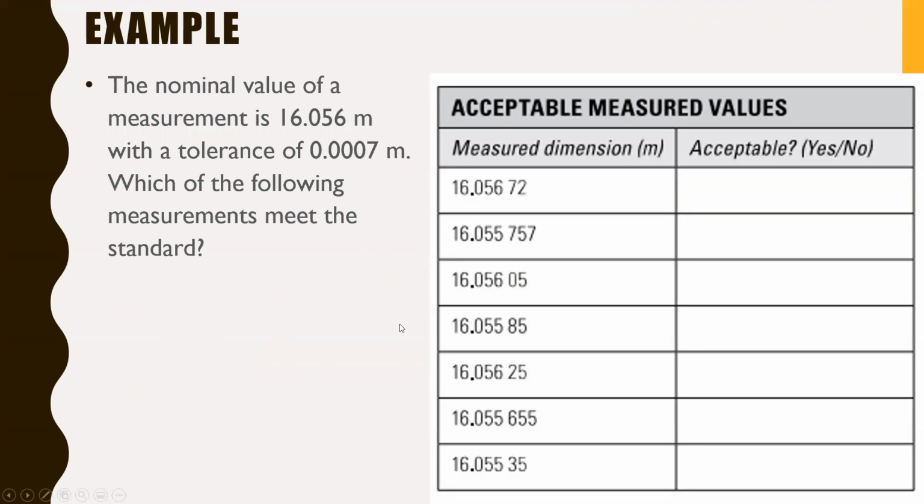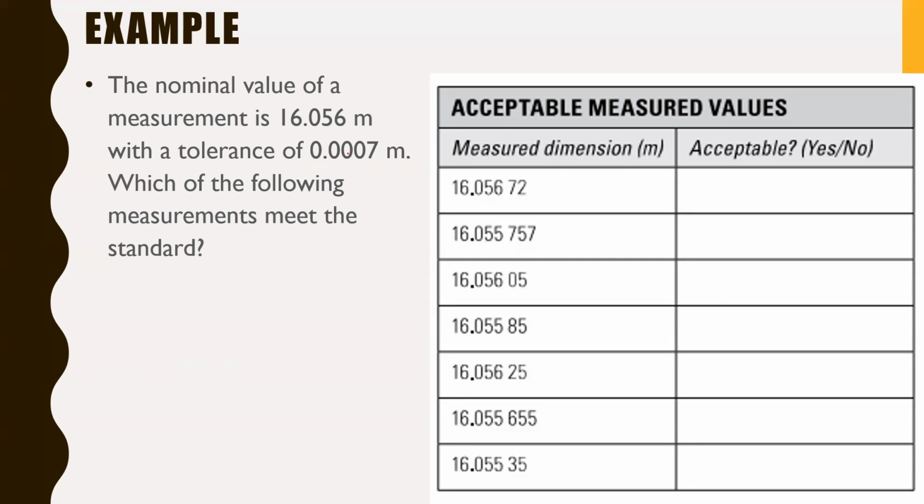Next one. The nominal value of a measurement is 16.056 meters with a tolerance of that many meters. Which of the following measurements meet the standard? So we have a whole bunch of measurements and we have to say yes or no, which ones meet the standard. Truth be told, I think the easiest way to do this is to find your max and min and figure out which ones of these lie within that range.